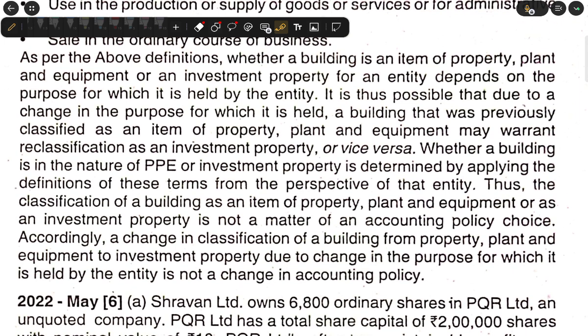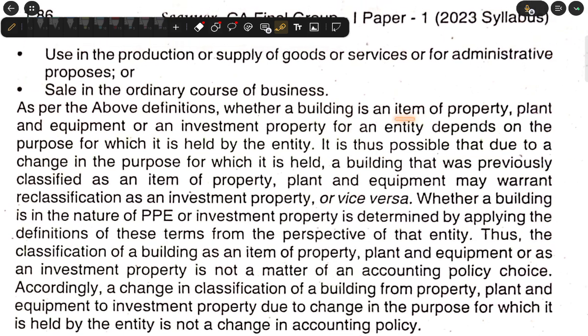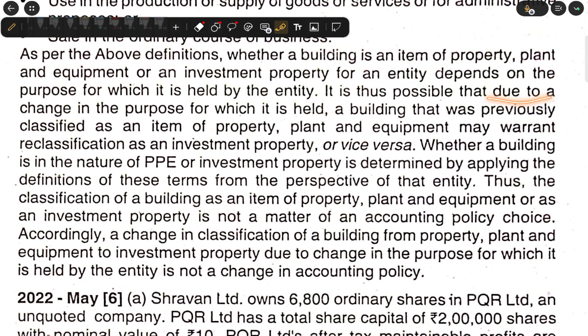As per the above definition, whether the building is an item of property, plant and equipment or investment property of the entity depends upon the purpose for which it is held. It is possible that due to a change in the purpose for which it is held, a building previously classified as an item of property, plant and equipment may warrant classification as investment property, and vice versa. When the building is a nature of property, plant and equipment or investment property is determined by applying the definition of the items to the purpose of the entity.